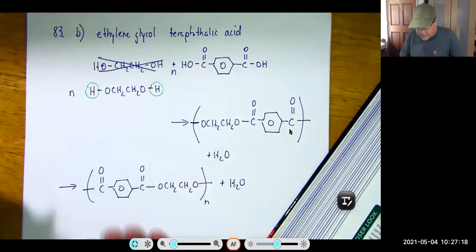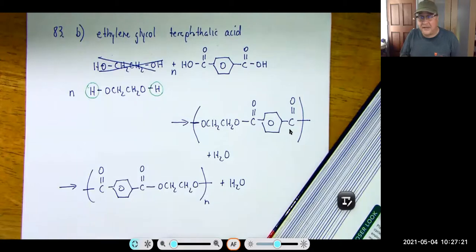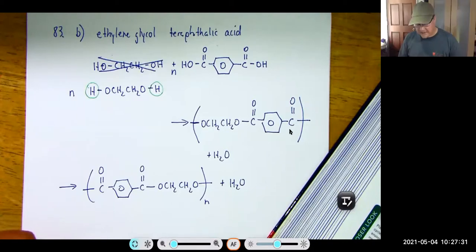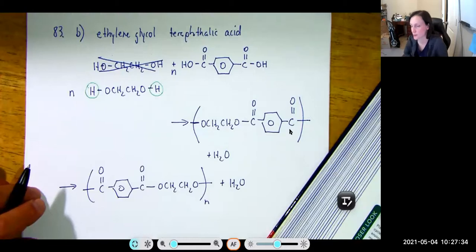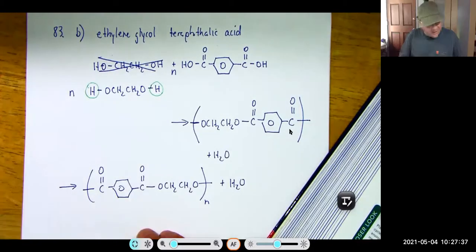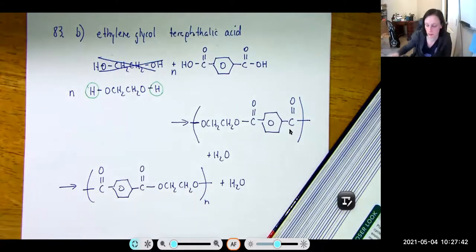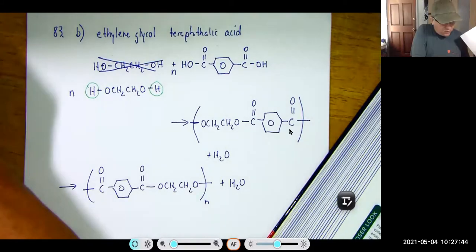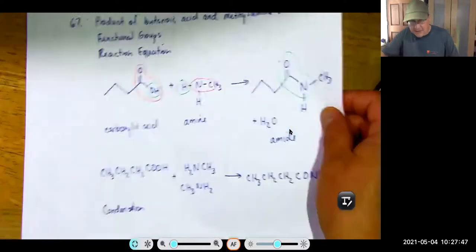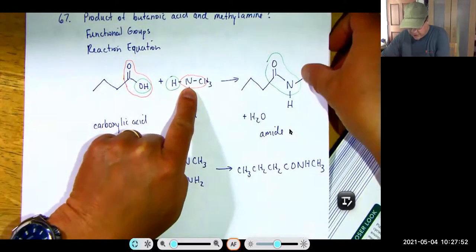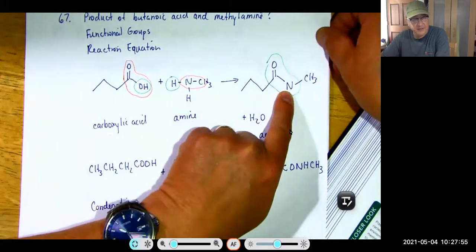So what's the difference? I put the diacid first instead of the diol. That's all. From the ethylene glycol, which is an alcohol, we lost the H's, and from the acid, we lost the OH. It's just like the condensation reaction we did earlier, only earlier we did it with an amine. Here we're doing it with an alcohol, so this is an O instead of a nitrogen.